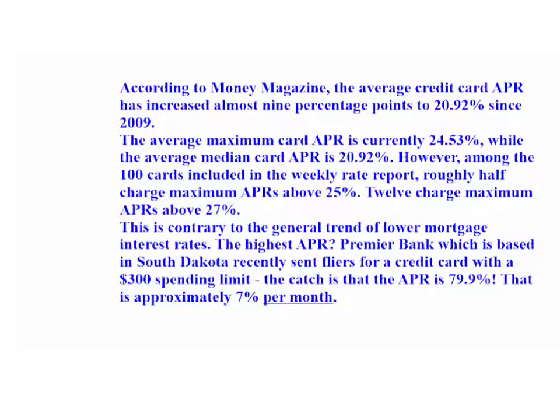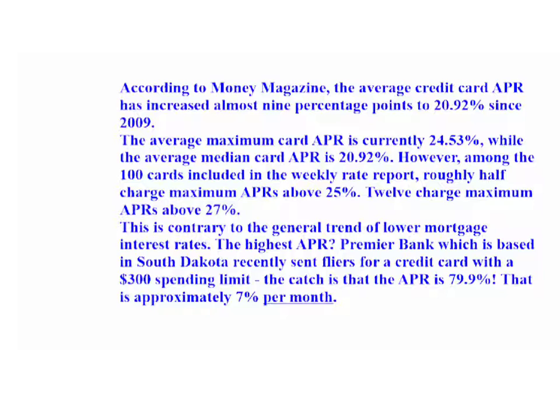According to Money Magazine, the average credit card APR, or annual percentage rate, has increased almost 9 percentage points to 20.92% since 2009. The average maximum card APR is currently 24.53%, while the average median card APR is 20.92%. However, among 100 cards included in the weekly rate report, roughly half charge maximum APRs above 25%. 12 charge maximum APRs above 27%. This is contrary to the general trend of lower mortgage interest rates.